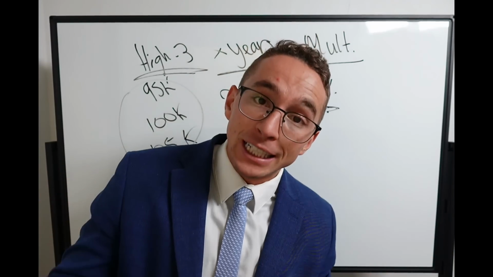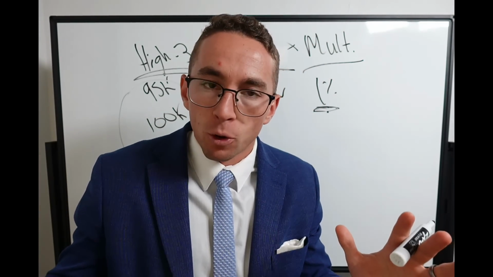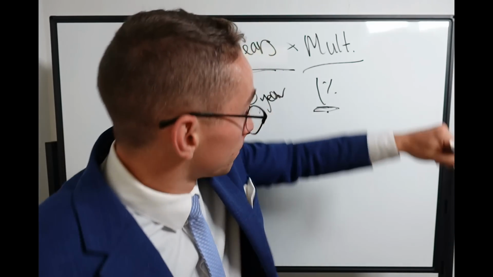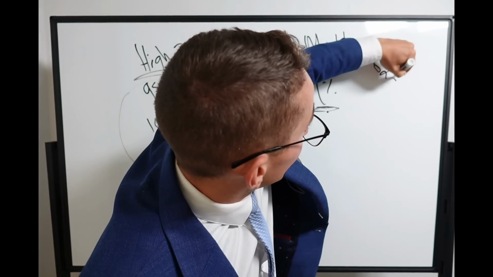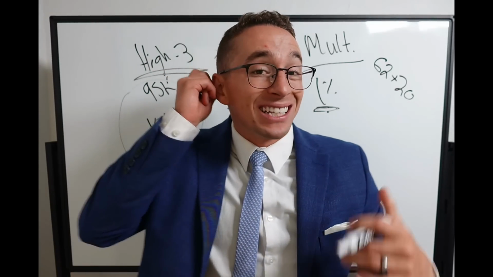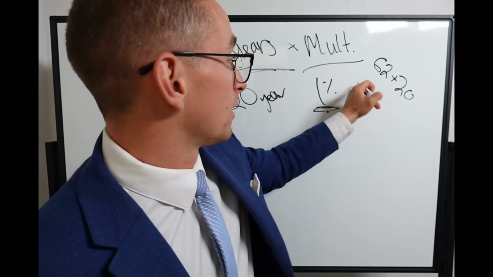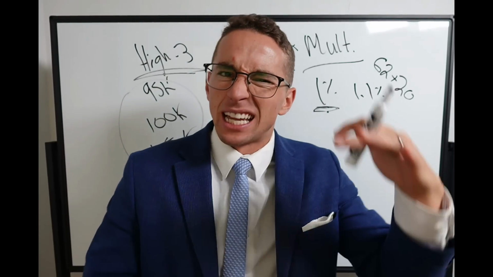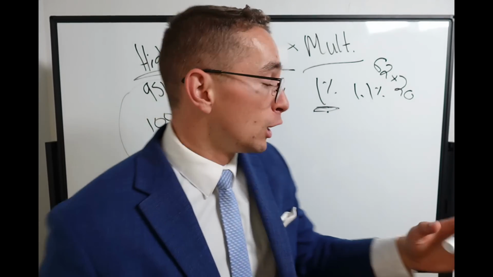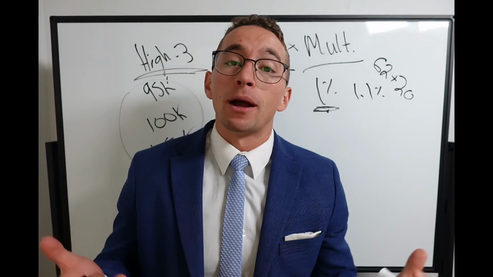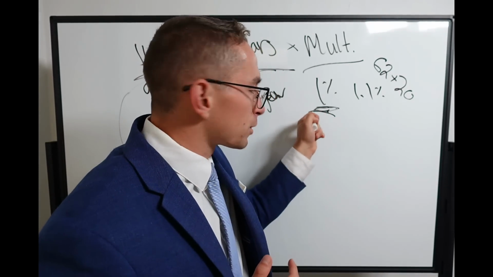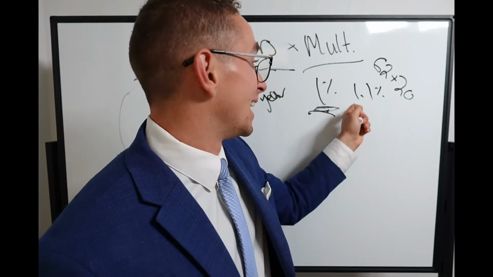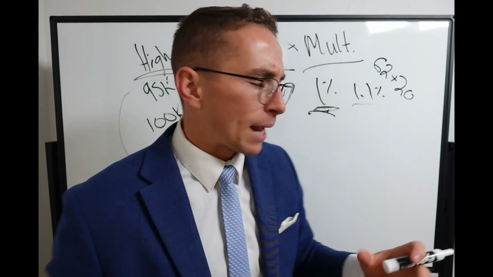Now, for a traditional FERS employee, a normal federal employee, if you retire at age 62 or later and have at least 20 years of service, your multiplier actually changes to 1.1%. Your pension gets a 10% bonus. So as a traditional FERS employee, your multiplier is going to be either 1%, or if you retire at 62 with at least 20 years of service, it's going to be 1.1%.